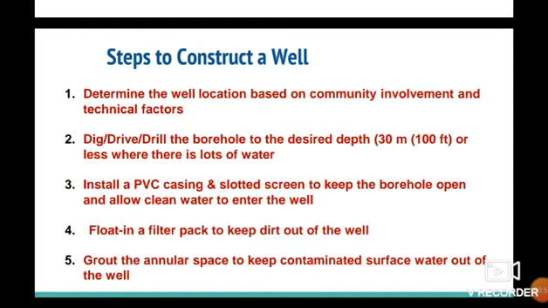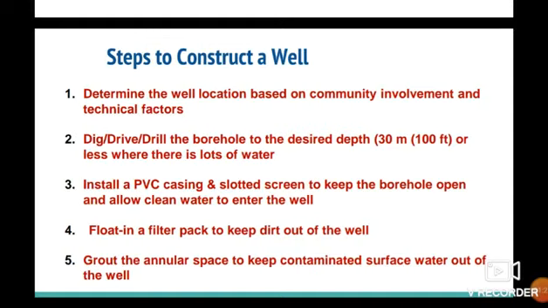And the second thing is, after finding the location, we have to dig a hole there. A well is, after all, a hole, right? That hole you have to drill or dig up to a desired depth from which we can extract water. There are different methods for making that hole. We can dig, drive, or drill. What procedure we take to make the hole will vary according to the type of well.